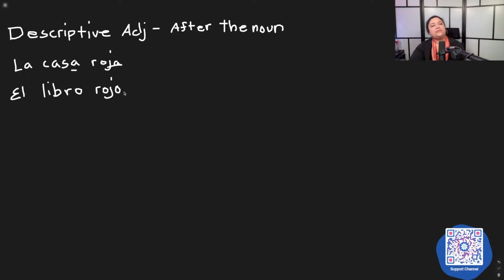So here, libro is masculine. There's two ways I'm able to identify that. One, this word ends with an O. Two, I have el before libro. So that also tells me that I'm dealing with a masculine noun. So therefore, I'm going to change rojo, which again means red, to its masculine form.